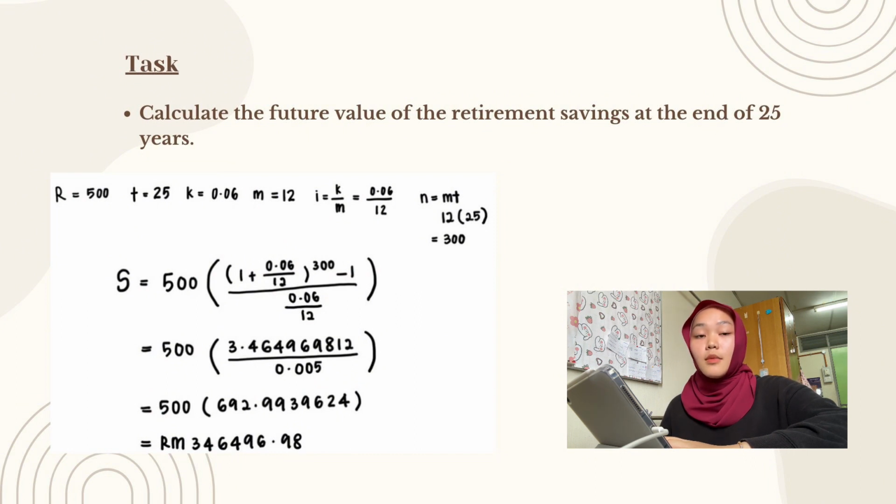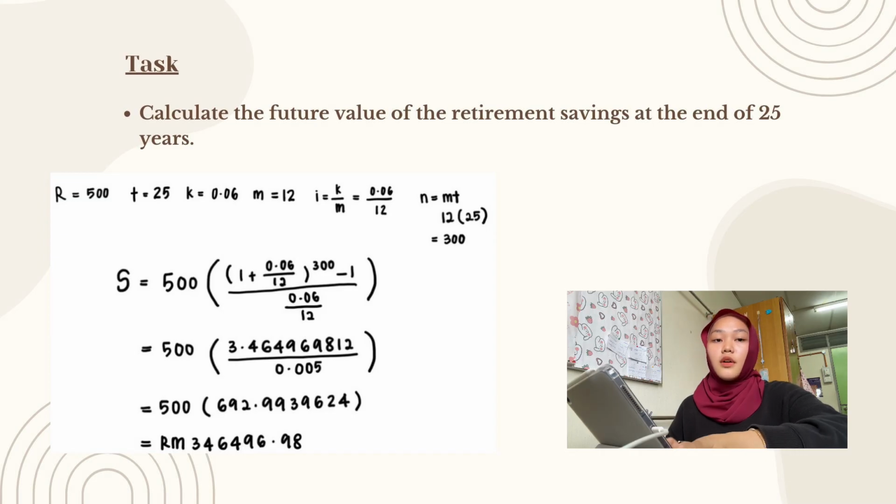And then the last one is n equals to MT. That is M multiplied by T, which means 12 multiplied by 25. You will get 300 for n. So with that information, you need to put all those numbers in the formula, which is the future value. So S equal to 500 multiplied by (1 plus 0.005) to the power of 300 minus 1, divided by 0.005. With all that, you will get 346,496.98. So that is the future value of the retirement savings at the end of the 25 years.